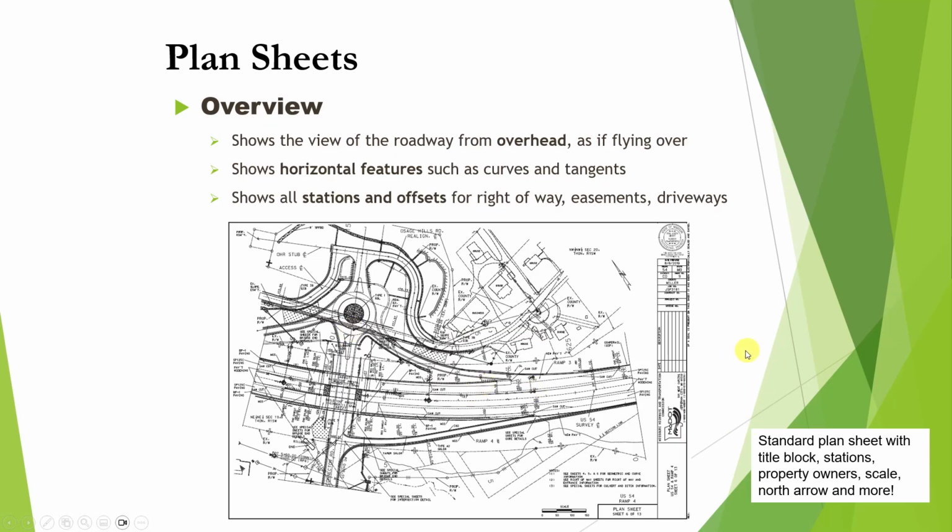Let's see what it says here. Standard plan sheet with title block stations, property owner, scale, north arrow, more. There's a lot of stuff to this, and usually these plan sheets are pretty loaded with some information. So this is just a looking down on the project.